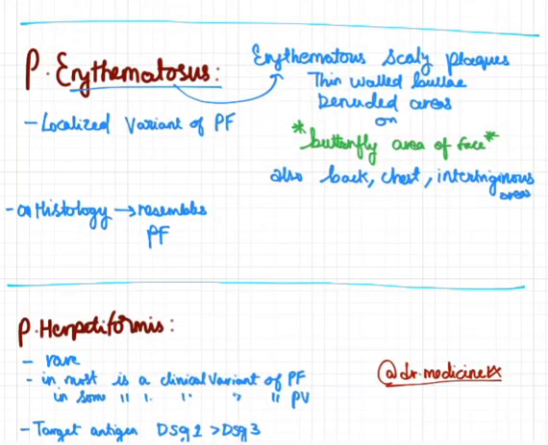Now coming to Pemphigus erythematosus, which is characterized by the presence of scaly plaques and thin-walled bullae with denuded areas on the butterfly area of the face. This is a localized variant of Pemphigus foliaceus, and on histology it resembles Pemphigus foliaceus, and the lesions can also occur over the back or the chest or the intertriginous areas.